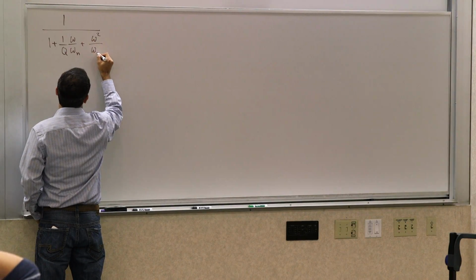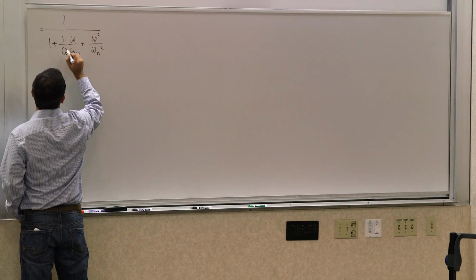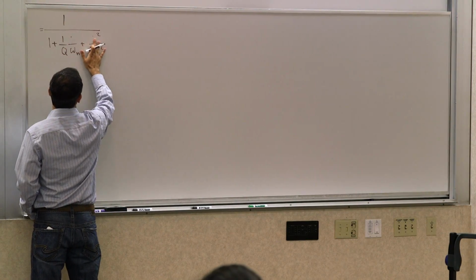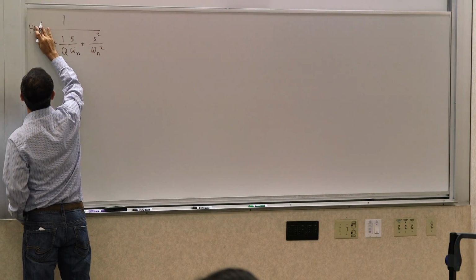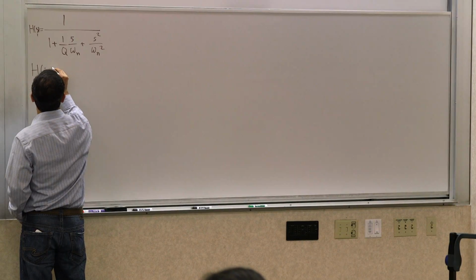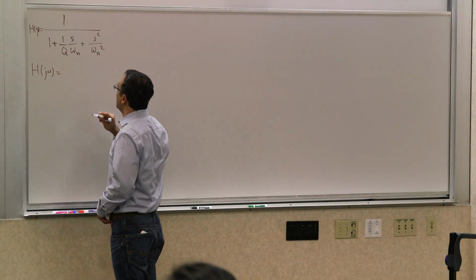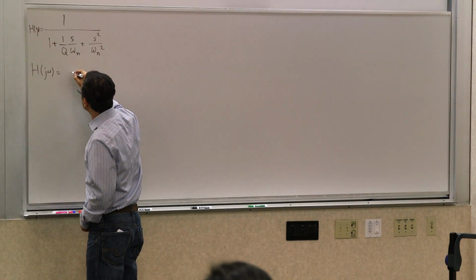squared plus (1 over Q) omega over omega n). Or let's say S for now, S squared. So this is H of S. And therefore H of j omega would be what if this is H of S? This is the quality factor, and this is the natural frequency. So what is H of j omega?